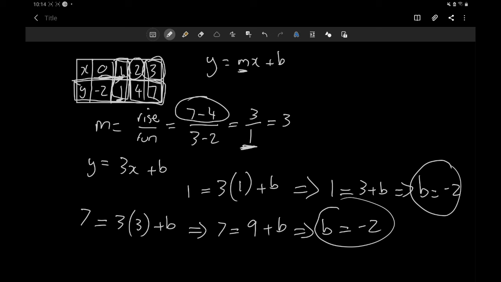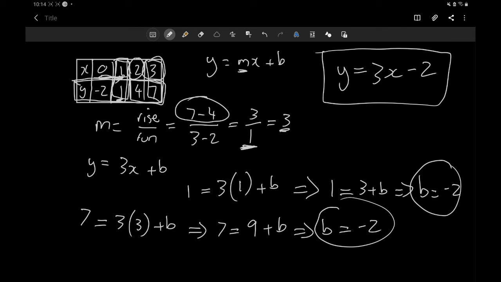And now that we have m and b, we can put that back into our formula. So you know y is equal to m, which we found to be 3. So it'll be 3x plus b, which is minus 2. So because it's a minus 2, you can get rid of this plus and it'll be minus 2. So there it is. Your formula for the straight line given this table of values. Y is equal to 3x minus 2.